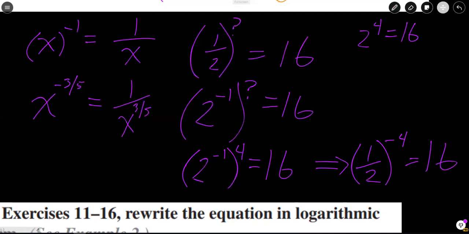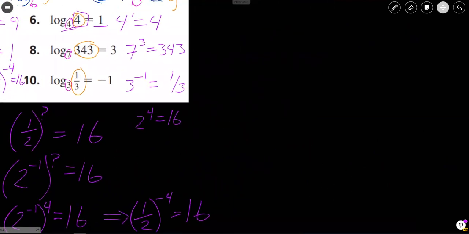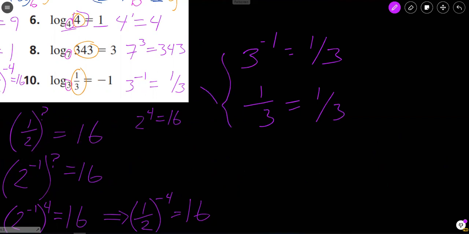All right. Let's go over to this one really quick. Log base 3 of 1/3 is equal to negative 1. Well, we found that that was 3 to the negative first equals 1/3. Well, we just talked about reciprocals. 3 to the negative 1 is the same thing as 1/3, and 1/3 definitely equals 1/3. That's for number 10.